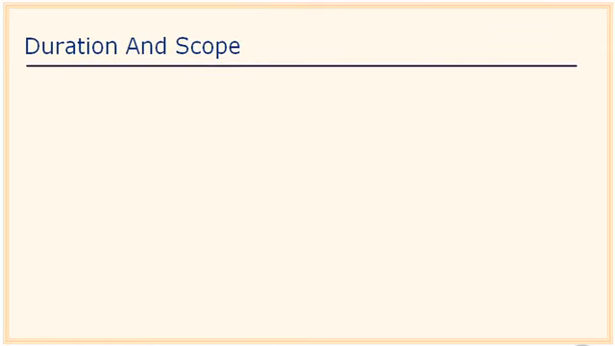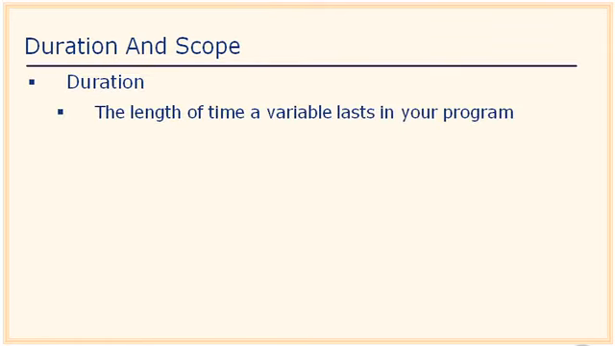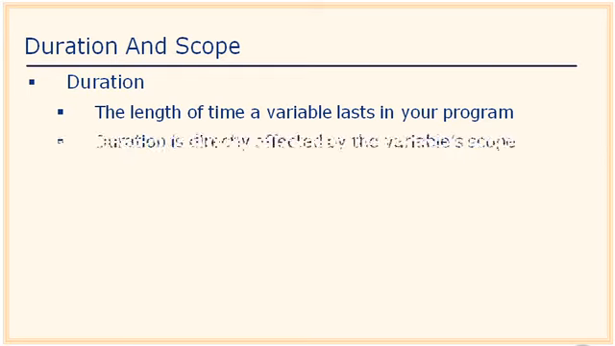So let's take a look first at duration. Now, what is duration? Duration really is just the total length of time that a variable lasts in your program. Another way to say that is, if I create variable A, how long is this variable alive in my program? This is not something that you're really going to think a whole lot about, but keep in mind the duration is going to be affected by the variable scope, which we'll talk about in a minute.